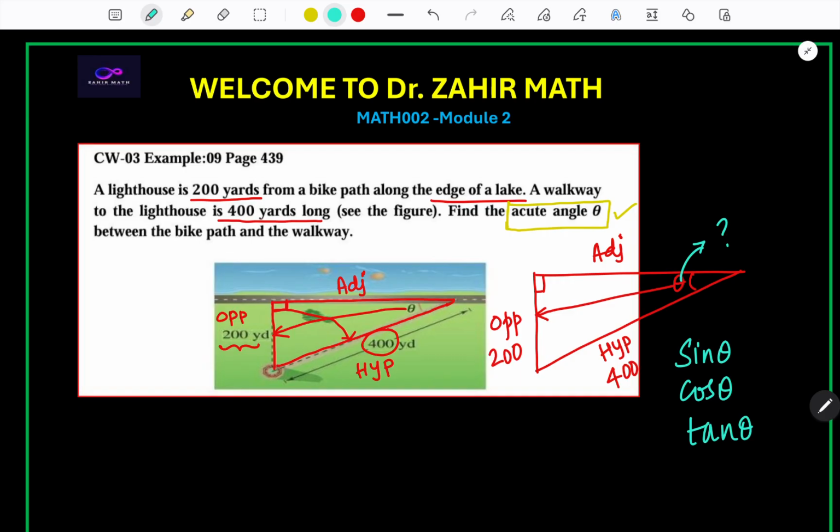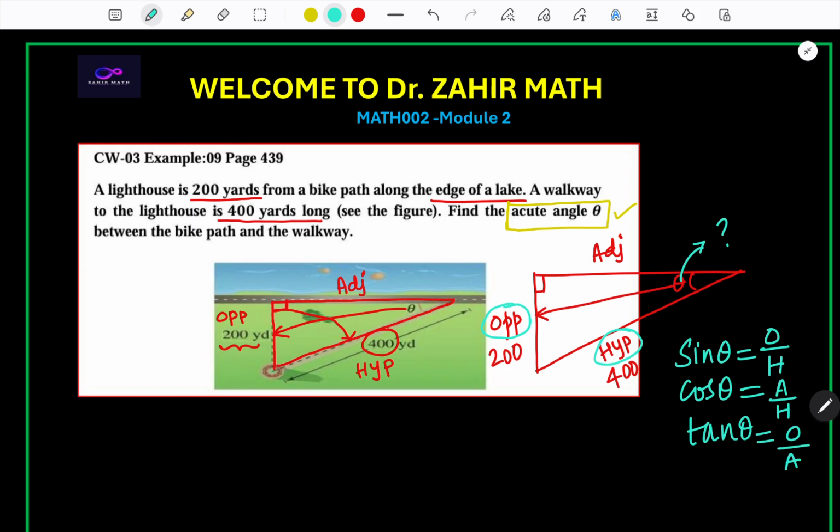Any one you can use, depending on the question. You can use sine theta, cosine theta, or tan theta, no problem, but it depends on the question. Here I have the opposite side and I have the hypotenuse. Sin theta is opposite by hypotenuse. Cos theta is adjacent by hypotenuse. Tan theta is opposite by adjacent.